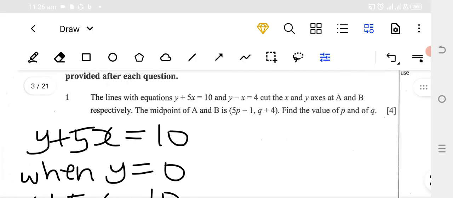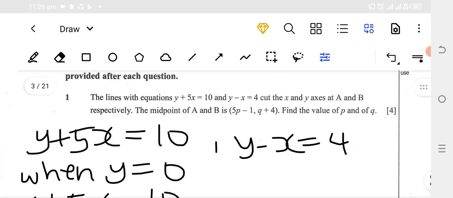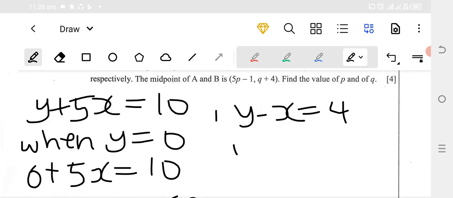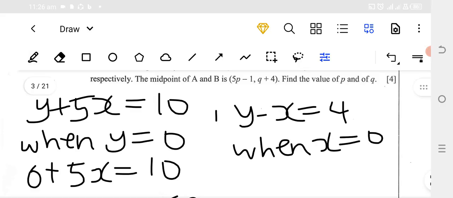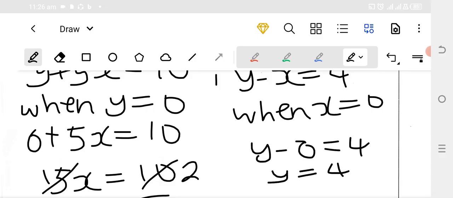To continue, we have the second equation, which is y minus x is equal to 4. They're saying it cuts the y-axis at B. So along the y-axis, x is equal to 0. When x is equal to 0, we have y minus 0 is equal to 4, so y is equal to 4.